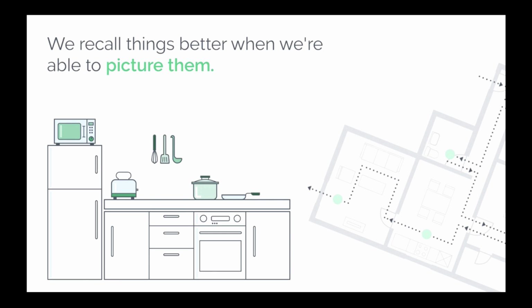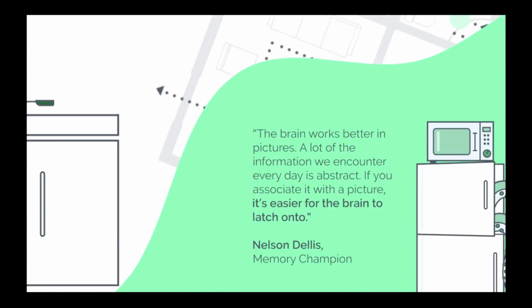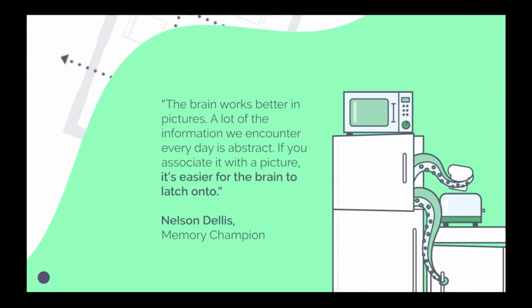The reality is that we simply recall things better when we picture them. Take household appliances, for example. Can you think of what's in your kitchen? You probably imagined your kitchen rather than a bulleted list of items. The brain works better in pictures. So now that we know a little bit about why Prezi works, let's take this information and apply it to Prezi Video.